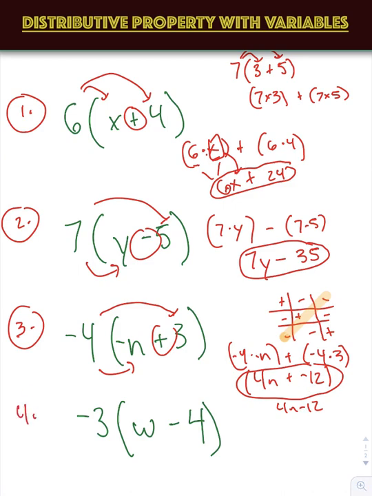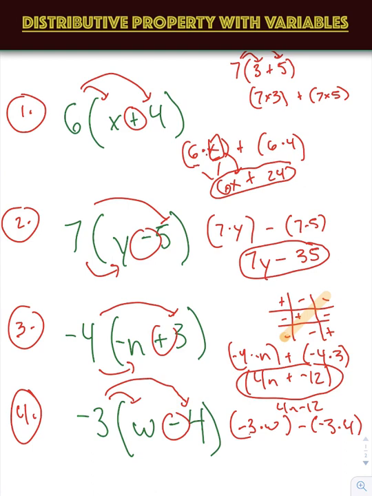Our final one, number 4, we're going to distribute negative 3 to w and negative 3 to 4. Notice there is a subtraction separating the two. First we have negative 3 times w, then we have minus negative 3 times 4. On both of these, we have a negative times a positive, which will equal a negative. So we have negative 3w minus negative 3 times 4 would be negative 12.